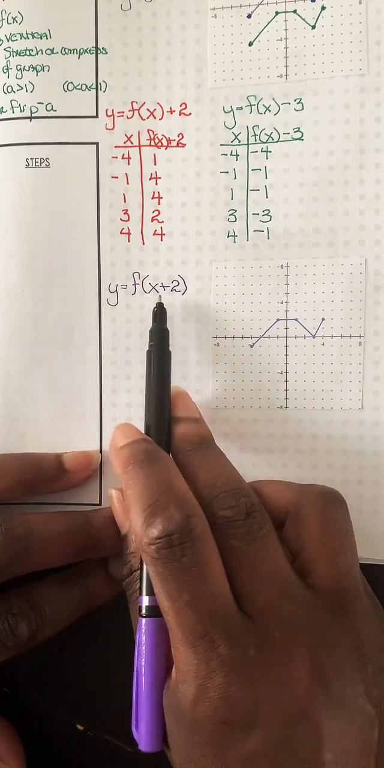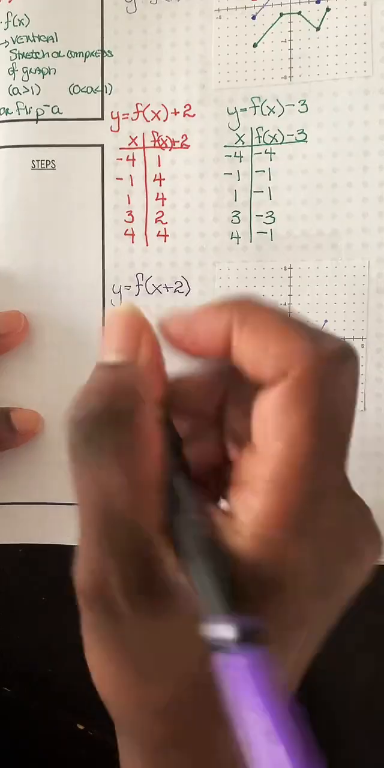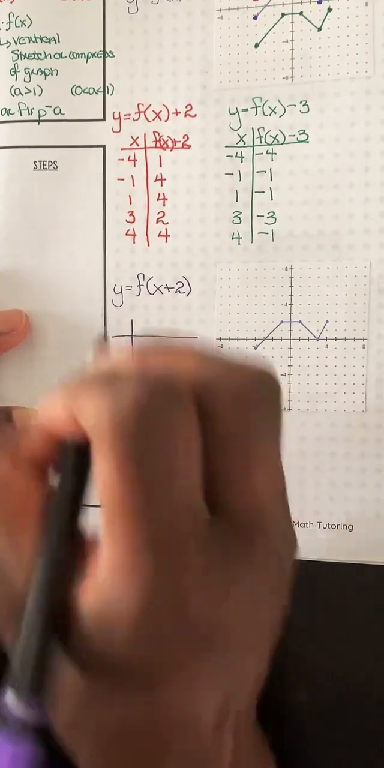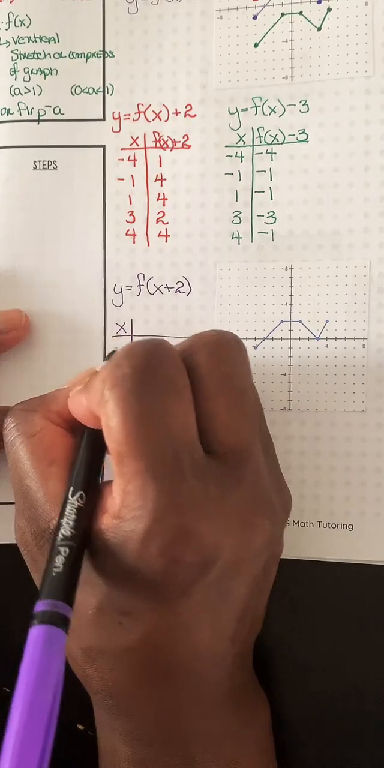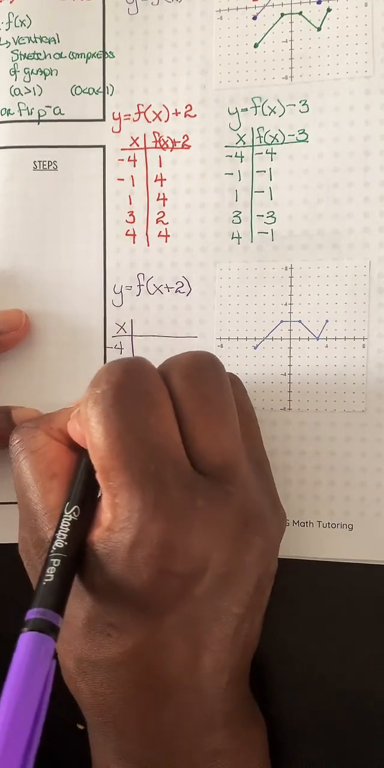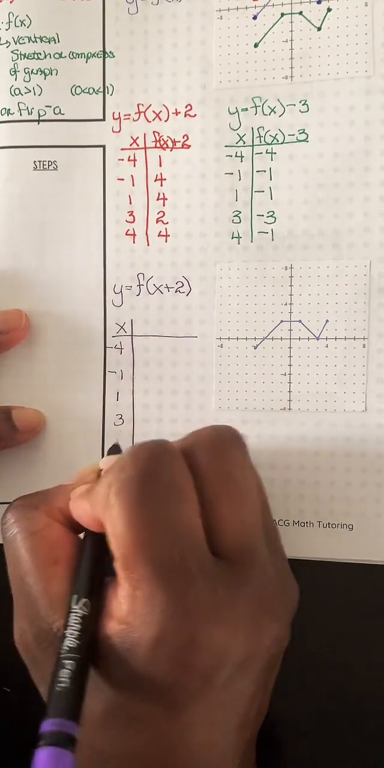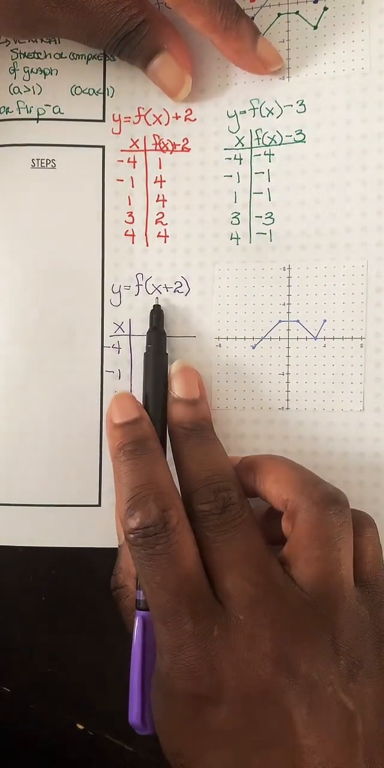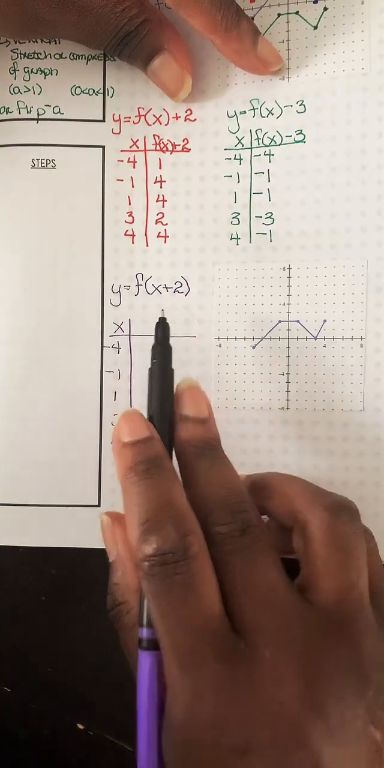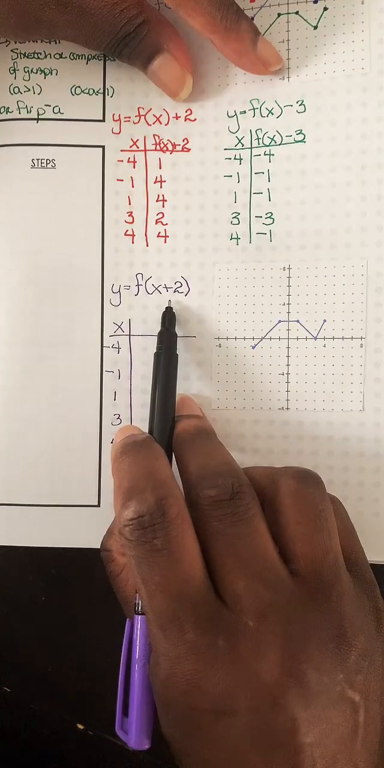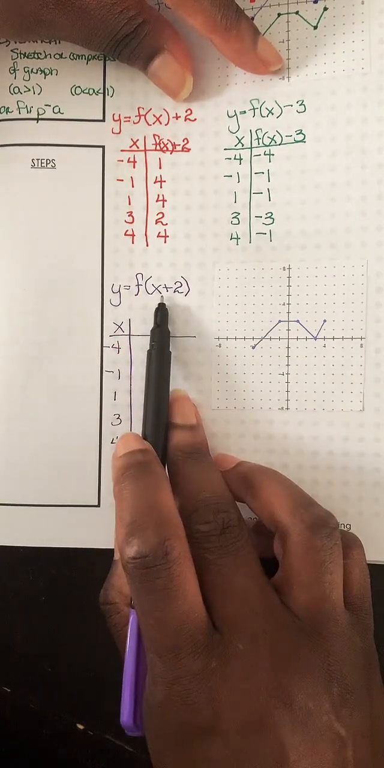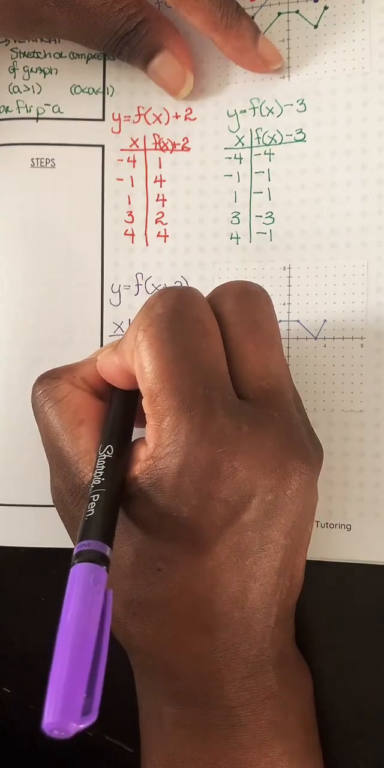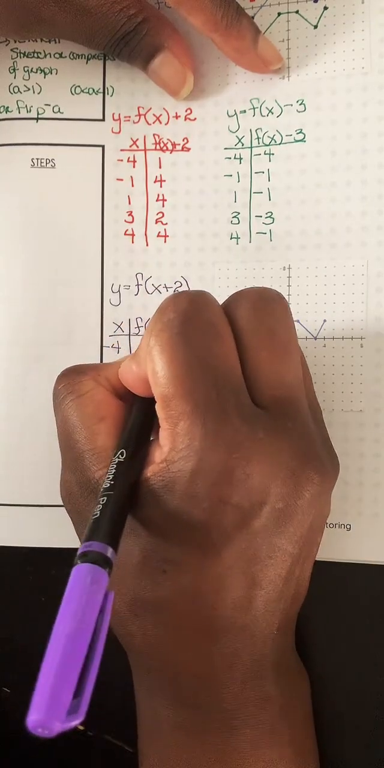So, I'm saying that from my parent function, again, I'm going to make my little graphs here. I'm still going to stick with my -4, -1, 1, 3, 4. And this time, we're going to be dealing with what's inside the parenthesis. I know for a fact, a lot of people are going to be thinking, oh, okay, all I have to do is just move 2 places to the right. Well, let's see. Before we start moving things around, let's see how things are going.